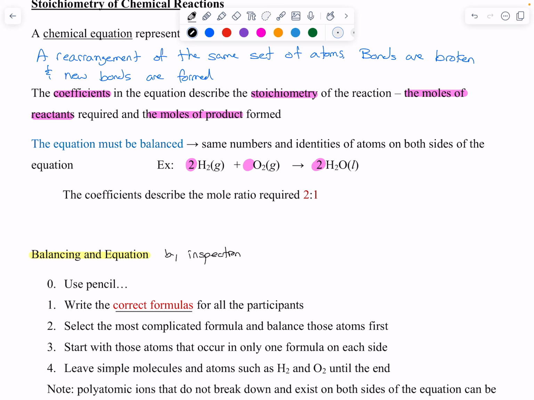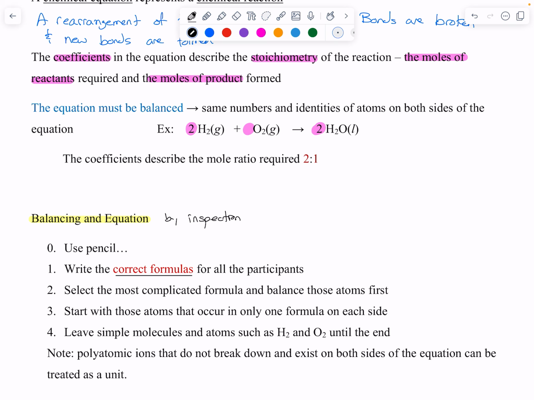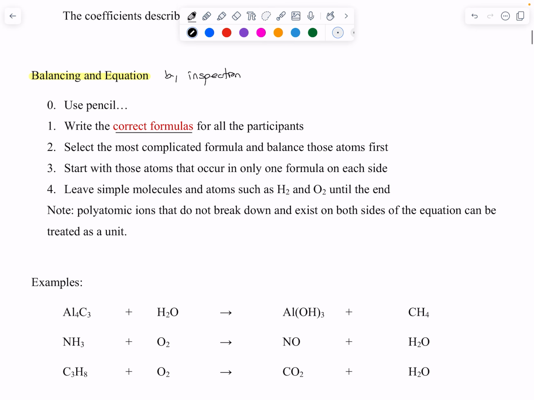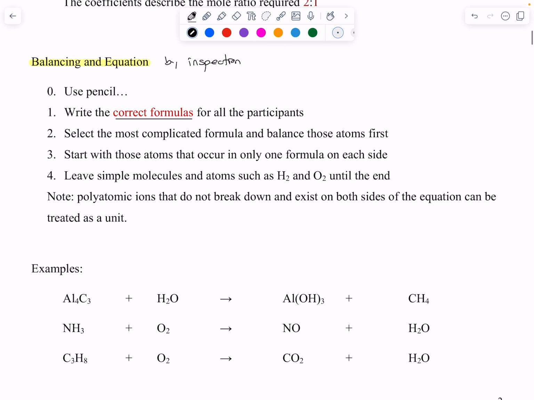And another thing that's fun is polyatomic ions that do not break down and exist on both sides. They can be treated as a unit. So you can balance phosphates or nitrates or sulfates as long as none of them break down. Now, how do we get better at this? By practice. So here are 3 examples that we'll do.